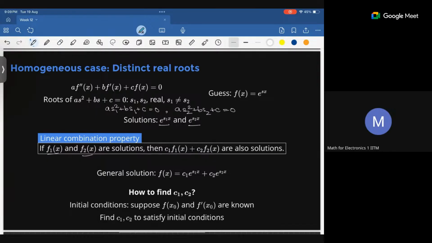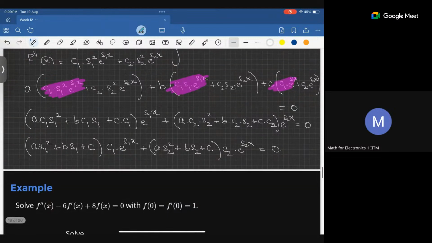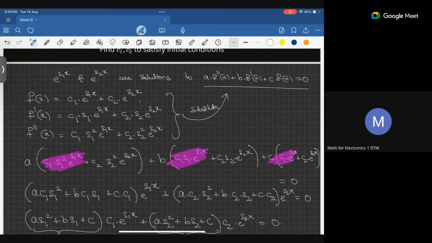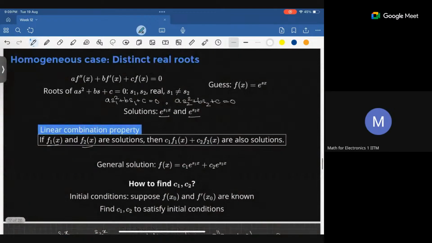So we have these two equations, and if you look here, A S1 square plus B S1 plus C is nothing but 0 because S1 is a root. A S2 square plus B S2 plus C will also be 0 because S2 is a root. Right, so which implies that 0 is equal to 0. That means the expression that we took for f of x is a solution to the given homogeneous differential equation. So that's the proof for this.